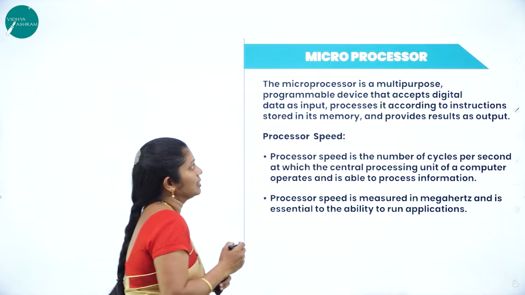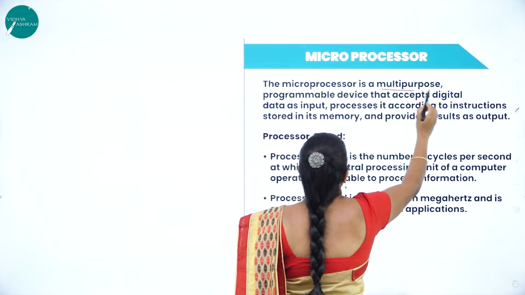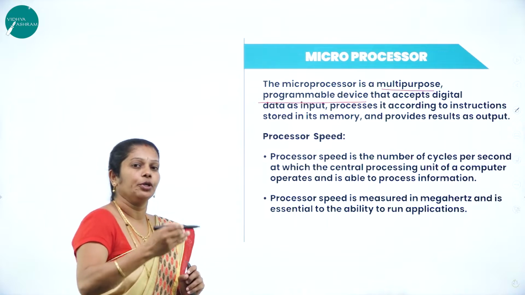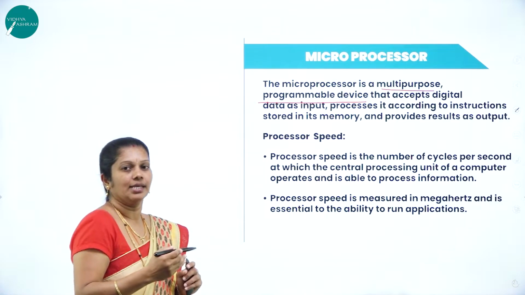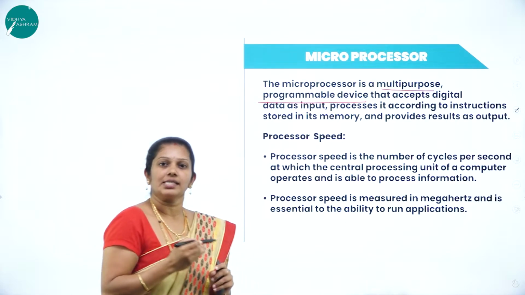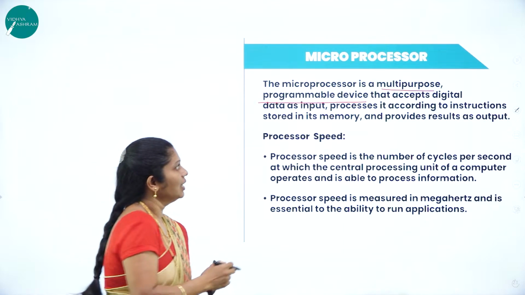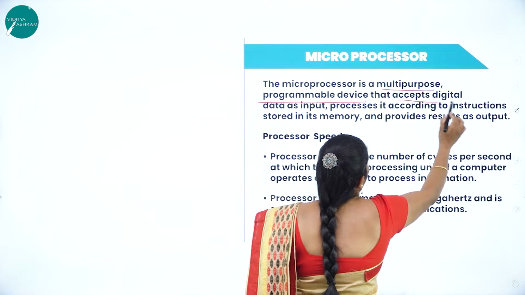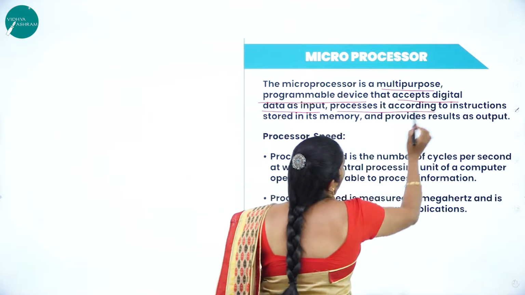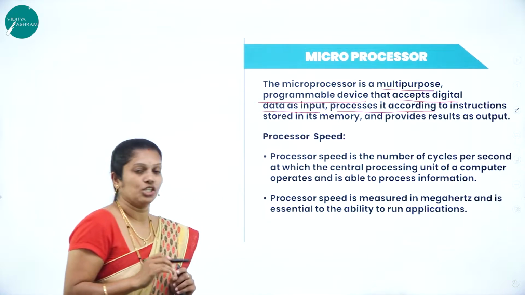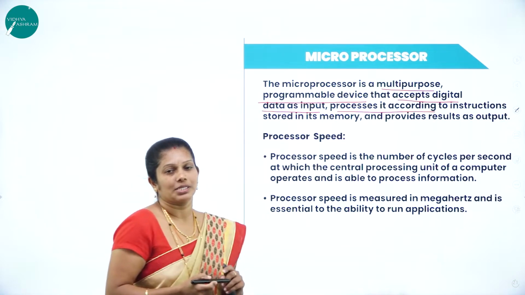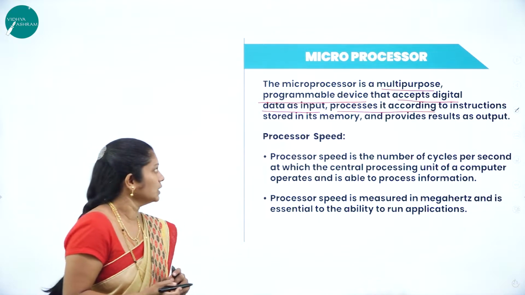A microprocessor is a multi-purpose programmable device; we can give more than one program to it. What do you mean by program? A program is nothing but a set of instructions. It performs tasks that accept digital data as input and produce output according to the instructions stored in the memory. The way the user wants, it will produce information for the user.